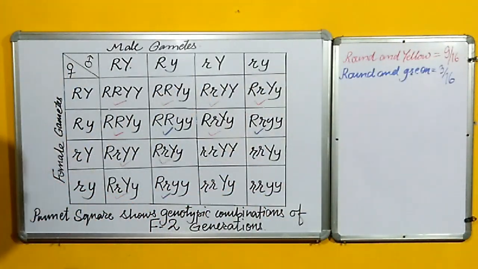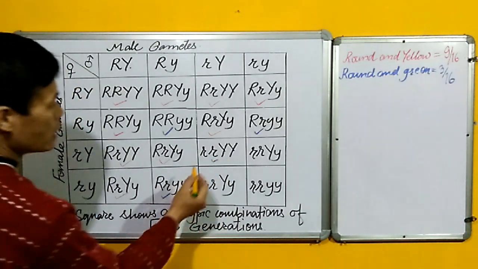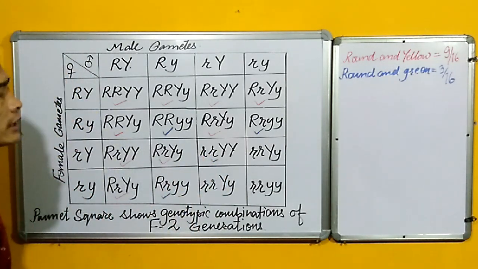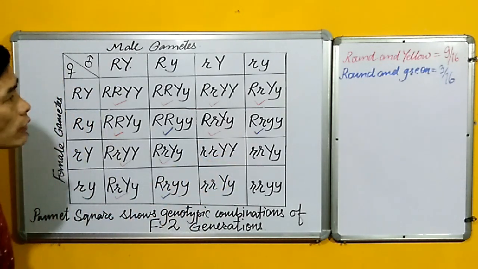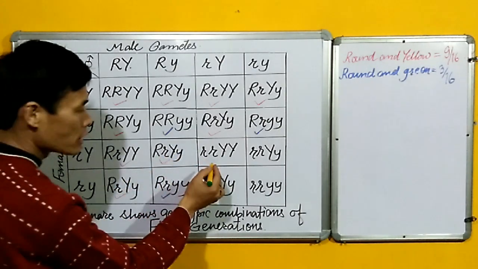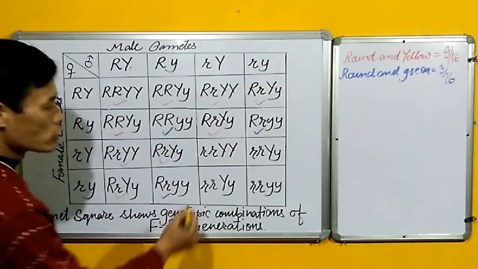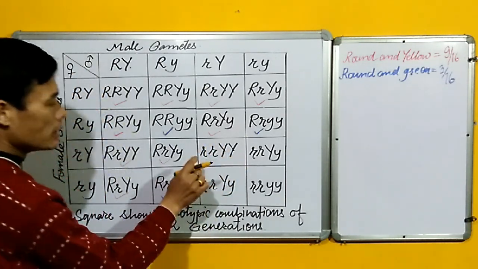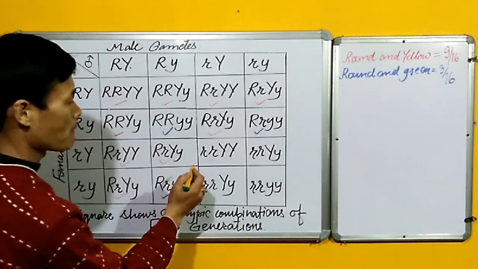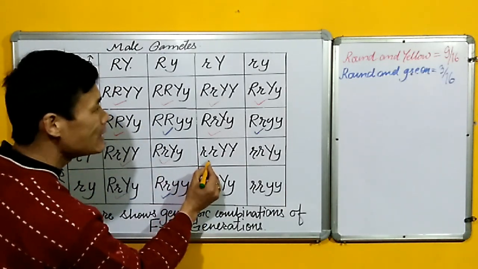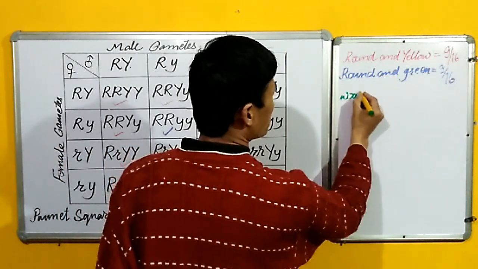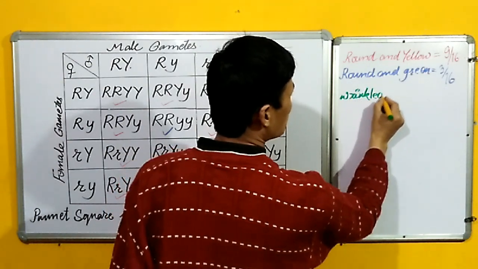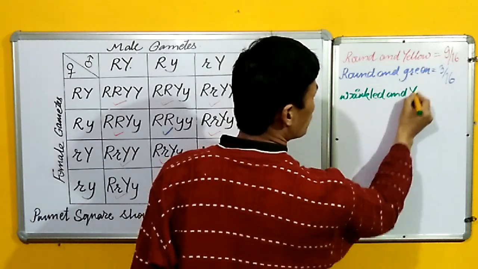Next, we come to this one. Now, this combination shows there are 2 recessive genes controlling the shape of the seed and 2 dominant genes controlling the color of the seed. So if we consider this genotype, the expression of this genotype will be wrinkled and yellow seeded. So the next combination, wrinkled and yellow.